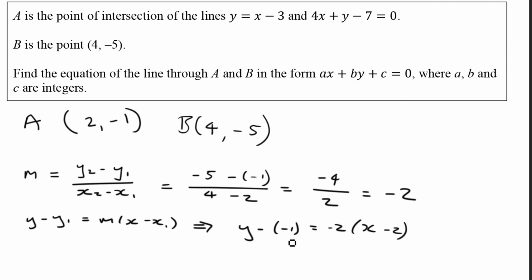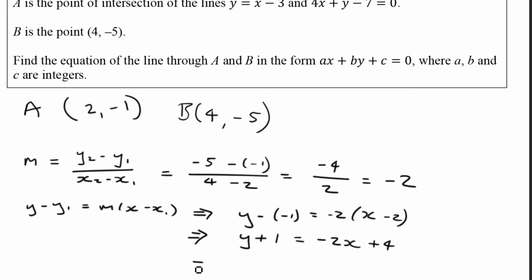Now that is a correct straight line equation, but it's not in the form that we're expecting. So let's try and tidy this up a bit. First of all, y subtract negative 1 is the same as y plus 1. Let's expand the bracket on this side to get negative 2x plus 4. And now if we both add 2x and subtract 4 from both sides at the same time, we'll have that 2x plus y subtract 3 is 0. That's a final answer for our question.